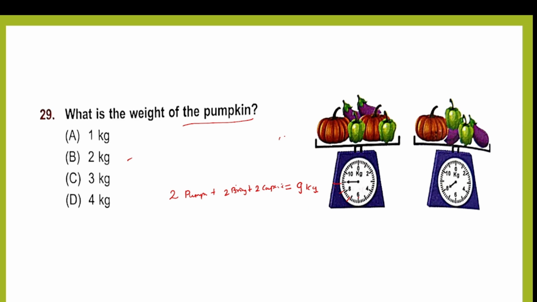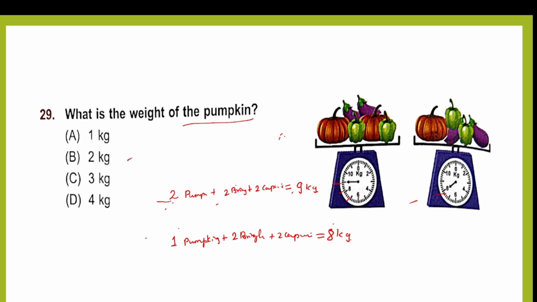Now, similarly here, one pumpkin plus 2 brinjals and plus 2 capsicums, whose weight is, yes, how much was? There is 8 kg. So we are given these two machines. Now we have their weights, 9 kg and 8 kg. Now we have to find out the weight of one pumpkin.